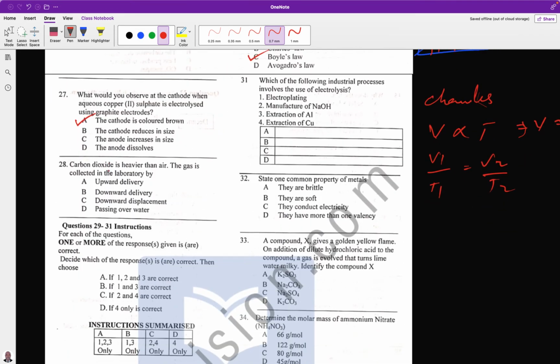Now, question number 28. Carbon dioxide is heavier than air. The gas is collected in the laboratory because, as I said the other time, any gas that is heavier than air, there must be that displacement. If it is heavier than air, it's going to displace air. So it's going to be collected by downward delivery because it is heavier. It is more dense than air. It's going to displace the air. Air will go up and the carbon dioxide will come down. So it is downward delivery.